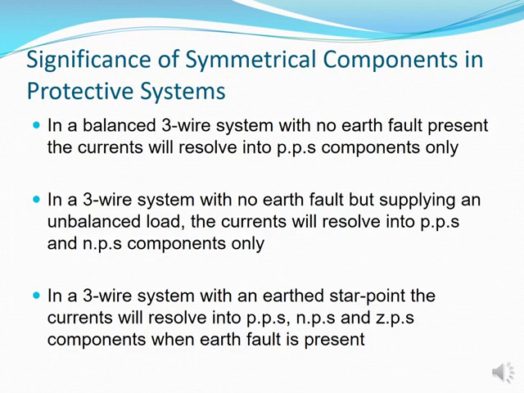So what is important from what we have just explained is that in a balanced three-phase system where you don't have an earth fault, then you're only going to have your positive phase sequence result. Then in a three-phase or three-wire system with no earth fault, but supplying an unbalanced load, then your currents will be positive and negative only in sequences with no zero sequence. But then in a three-phase system where you do have an earth star point, then your currents will result in all three of those component networks.